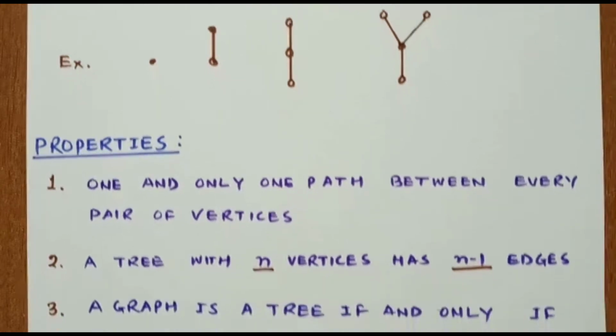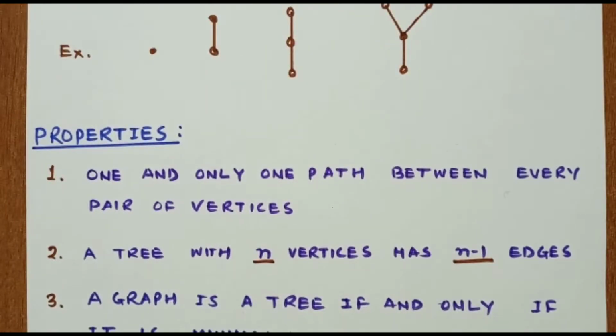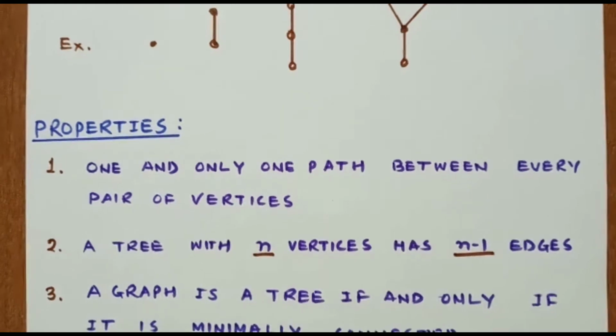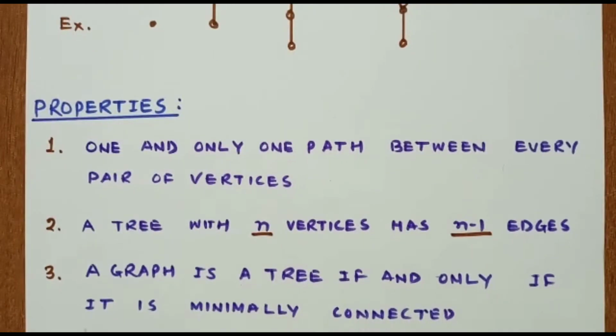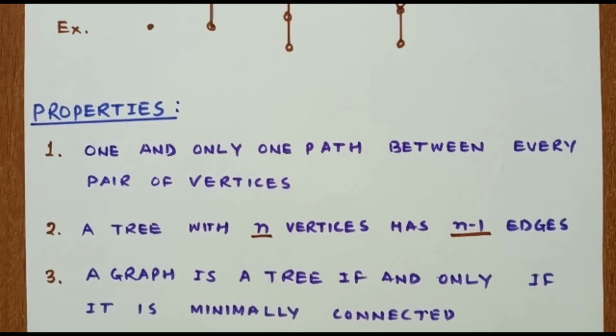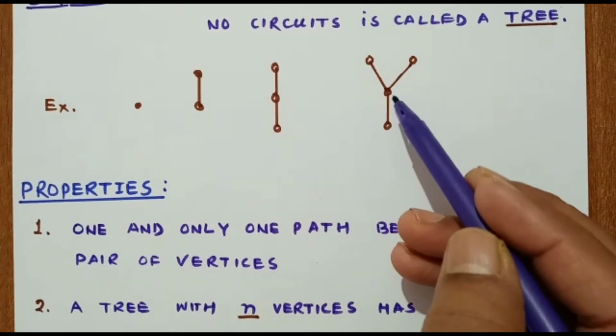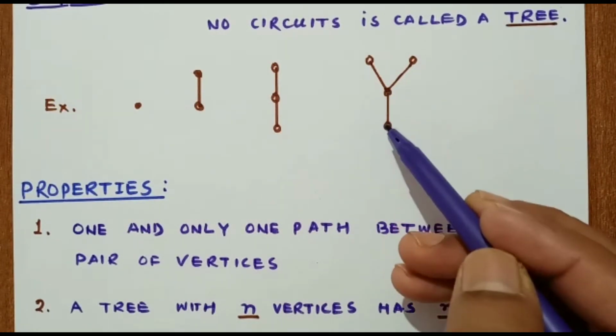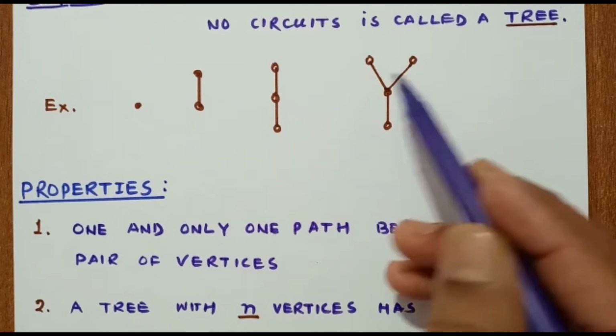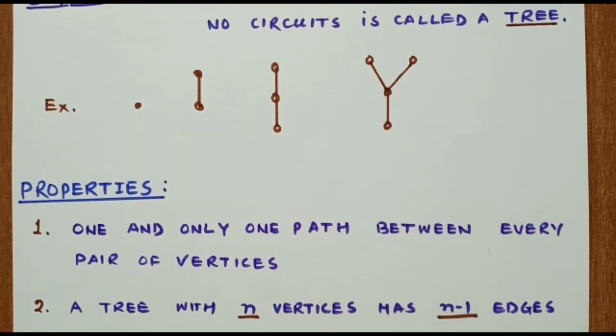Next property is a graph is a tree if and only if it is minimally connected. It means for any two vertices, only one path. It means minimally connected. So these are important properties of a tree.